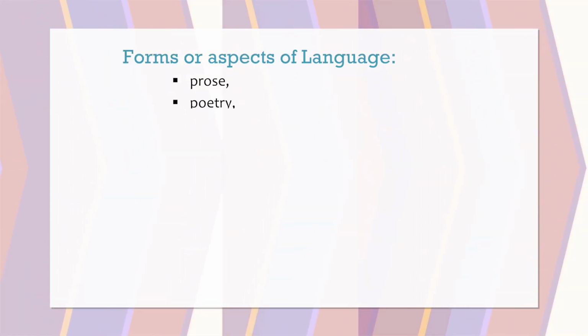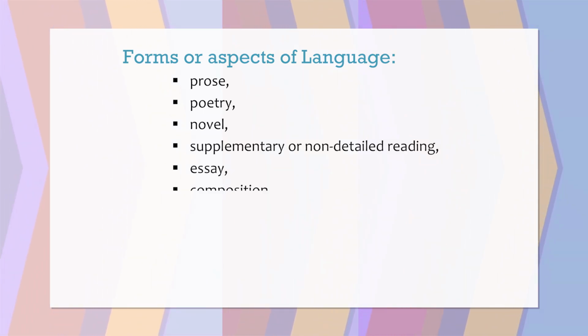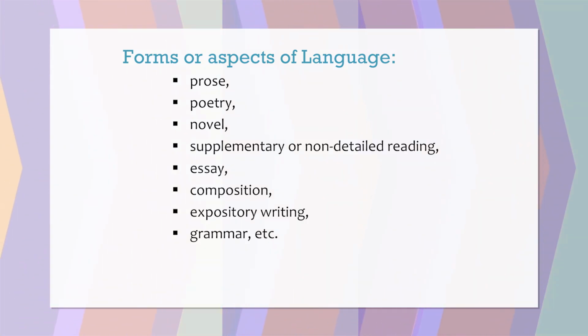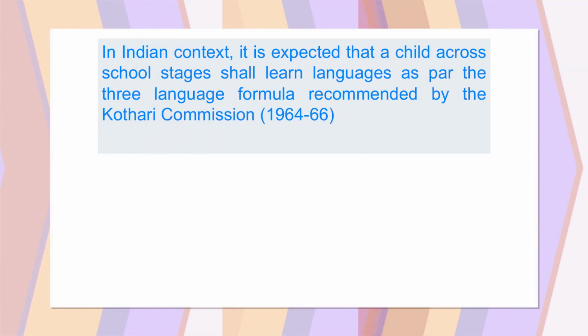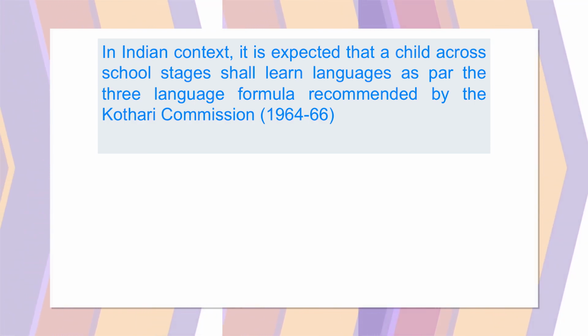Language is taught or learnt in different forms like prose, poetry, novel, supplementary or non-detailed reading, essay, composition, expository writing, grammar, etc. All these aspects of language help to make conversation or communication possible, which is the prime goal of learning a language. The number of languages that a child learns depends upon the linguistic or socio-cultural context of his or her nation.